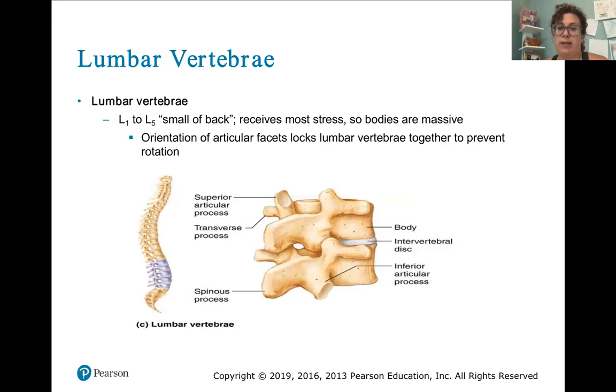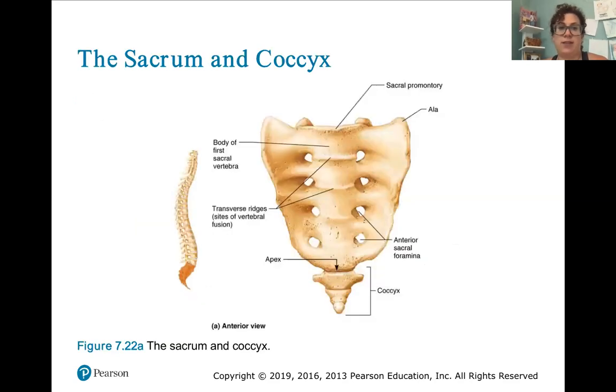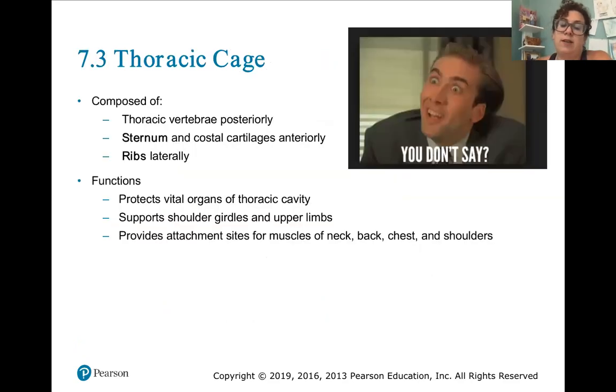Lumbar, big bodies. Sacrum. Notice there's a ton of little holes here. These foramen. This is where your nerves and your blood vessels go, either to your genitals or to your legs. And then we have coccyx right down here, which is your tailbone. And if you've ever fallen and hit your butt really bad on the bottom, you're most likely to bruise your coccyx down there.